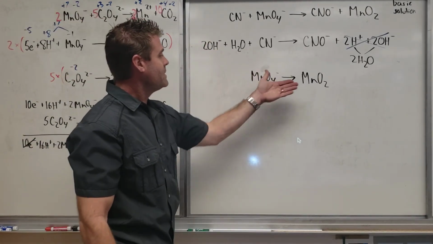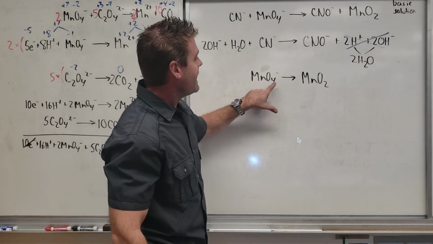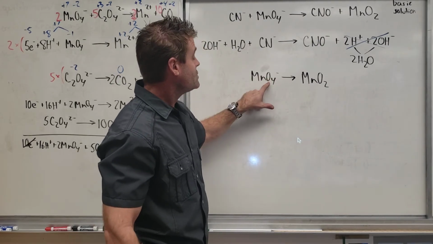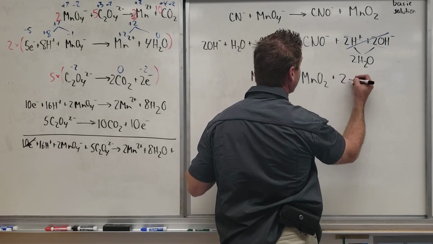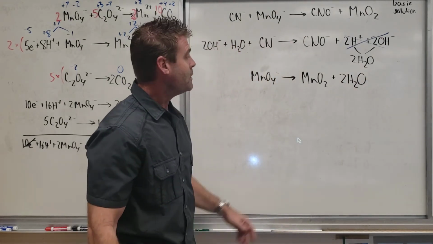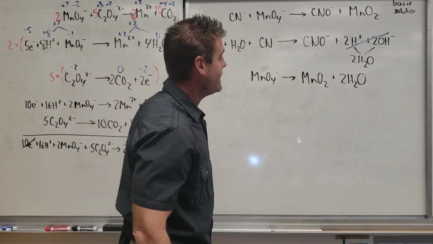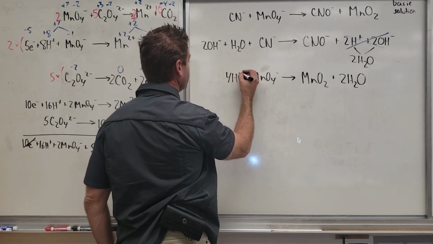Look, Mn and Mn, that's good. I just differ by the oxygens: 4 oxygens here, 2 oxygens here, so this one has 2 more oxygens. So on this side I need 2 oxygens. You remember what you do? You add water. How would I get 2 oxygen atoms? By adding 2 waters. But once again, what have I done? I've introduced 4 extra hydrogen ions that I'm going to have to balance right here.